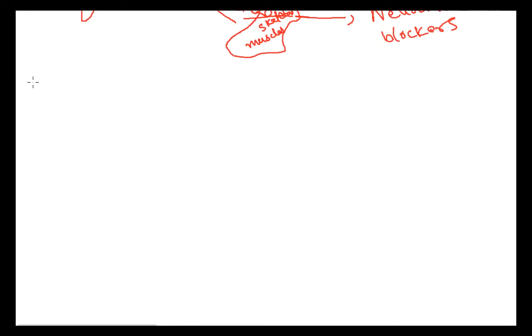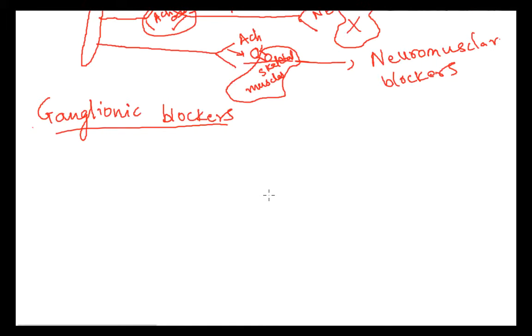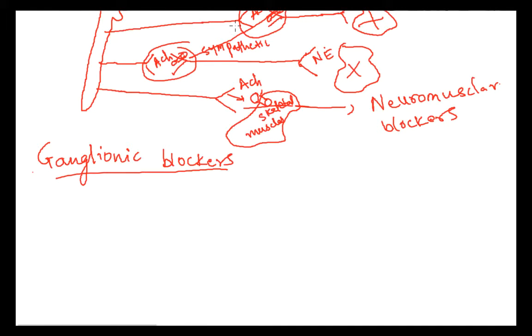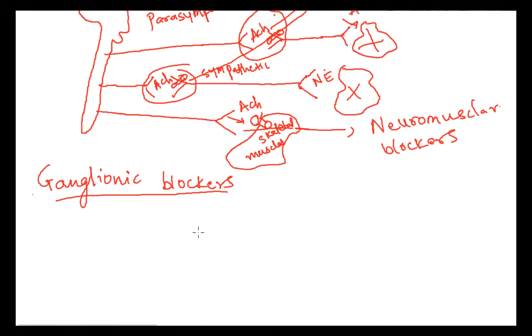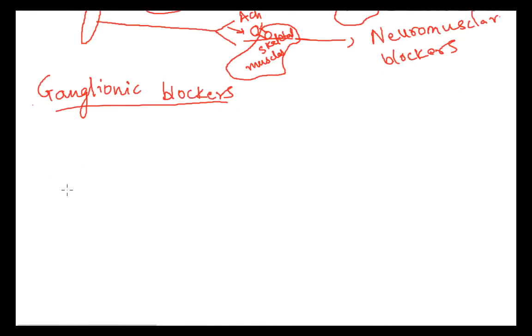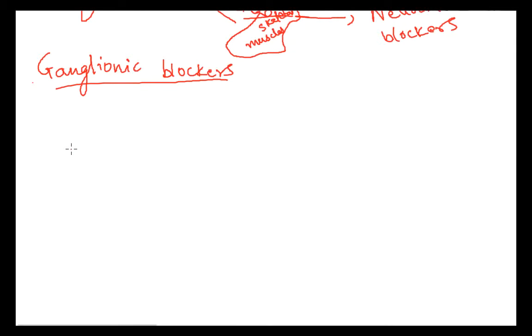Now let's go to ganglionic blockers. The most important drug here you might need to know is nicotine. Now you might be confused. Nicotine is an agonist for these nicotinic ion channels, so how does it block? Ganglionic blockers, usually we do not use them.